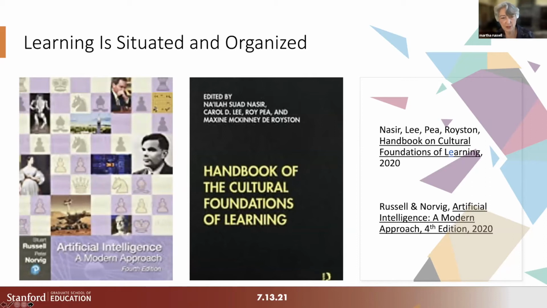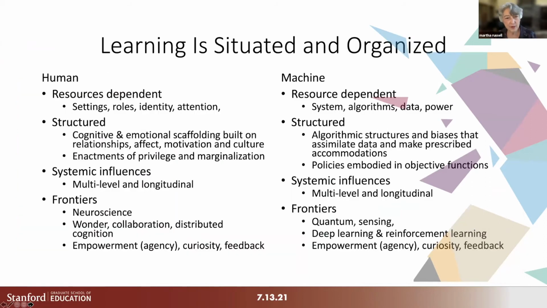Drawing from these two, there are some very interesting similarities and differences. Both human and machine learning are situated and organized. Human learning is dependent on resources like the environment, the roles that people play, the personal identity that each individual involved has, and the intention and engagement that they have. Machine learning is resource dependent, but it is dependent on the systems that it operates on, the algorithms, the data that it uses, and the computational power that it has.